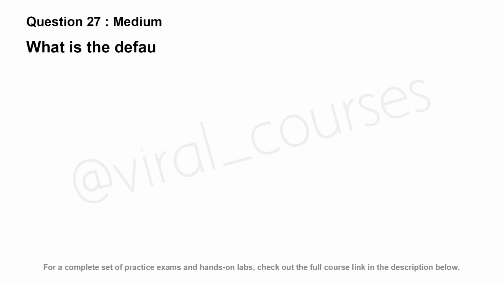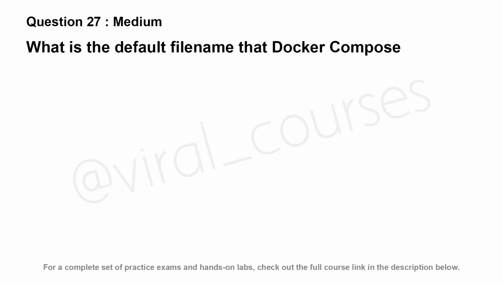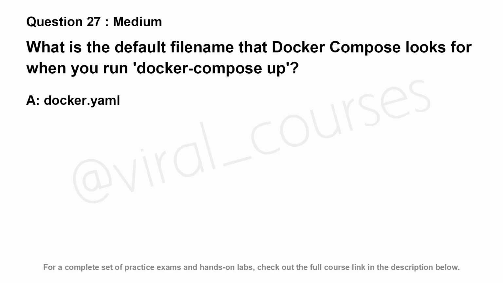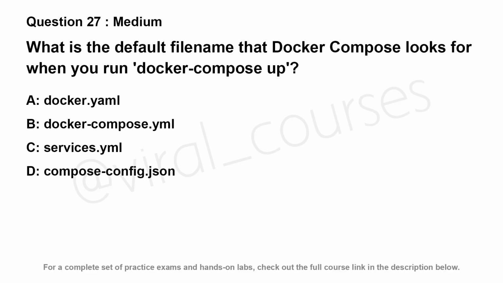What is the default file name that Docker Compose looks for when you run docker compose up? Option A, docker.yaml. Option B, docker-compose.yml. Option C, services.yml. Option D, compose-config.json.